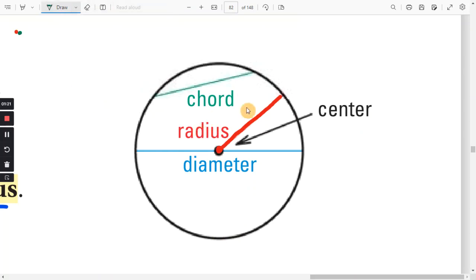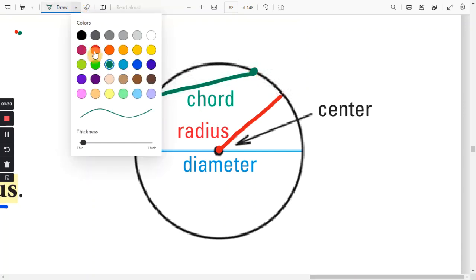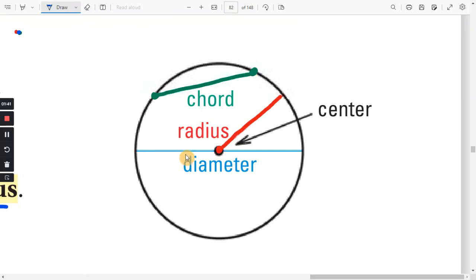it's a segment whose endpoints are on the circle. See the chord here in green, and the endpoints are right here and right here. So a chord does not have to go through the center of the circle. It just is a segment whose endpoints are on the circle. And then finally, the diameter is the same as a chord, except the diameter goes through the center. See the diameter here goes right through the center. And again, its endpoints are on the circle itself.